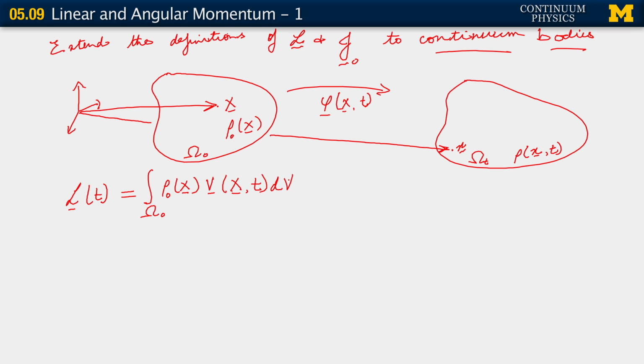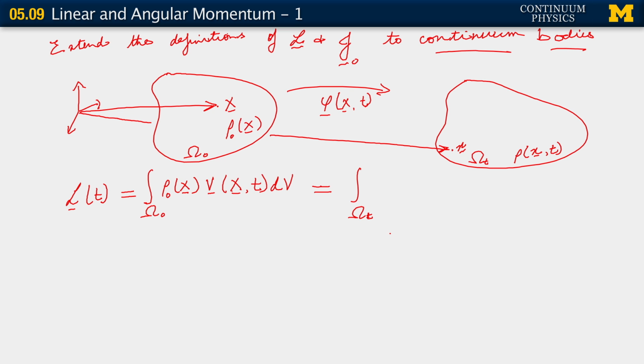The idea here is that the product rho naught dV gives us an elemental mass. So this is essentially every elemental mass distributed over the body in its reference configuration, multiplied by the velocity, integrated over the volume of the body in the reference configuration. We know that there is an equivalent description in the current configuration, and let's write that.